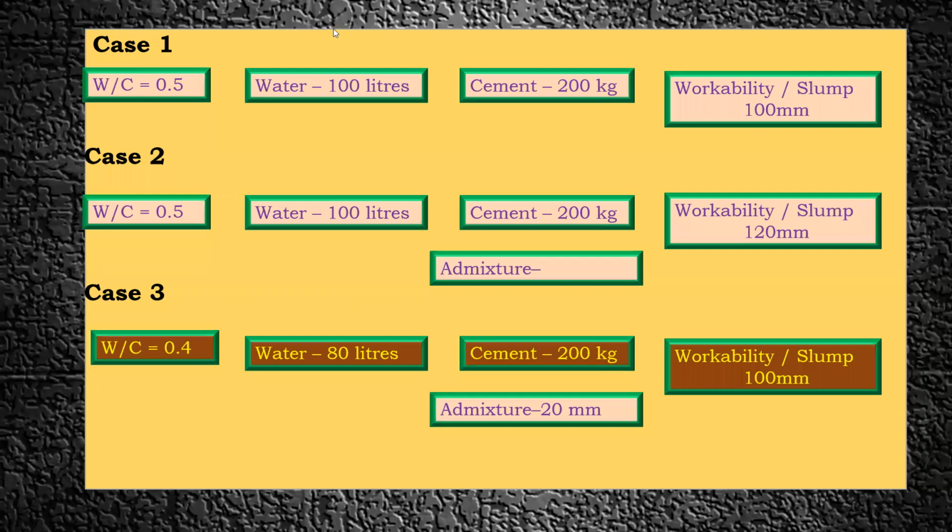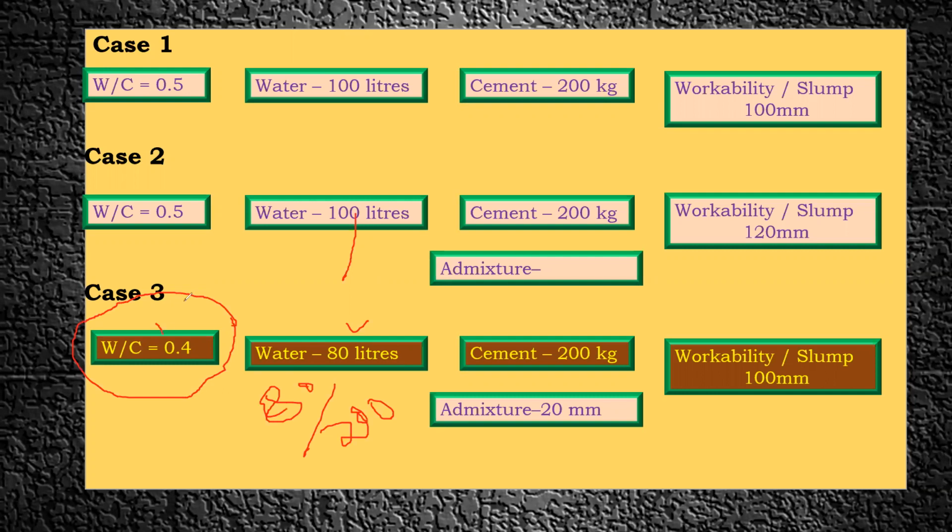Now what has happened in case 3, the water content has come down. You can see from 100 liters, by putting admixture, the water content has come to 80 liters. And along with that, the water cement ratio also has come down, right? How is that? Because I've taken 80 liters here, and the cement is 200 kg. Now you divide it, 80 divided by 200. How much does it come out to be? It comes out to be 0.5.